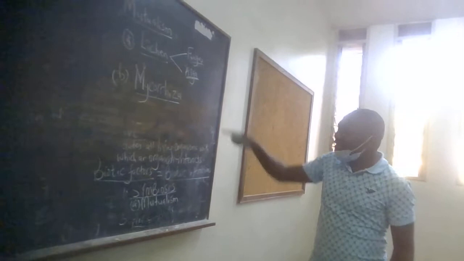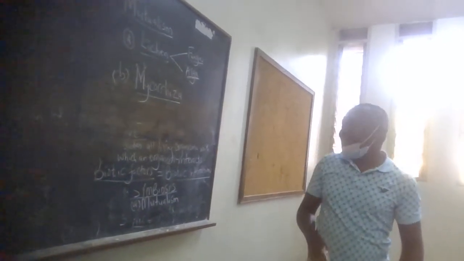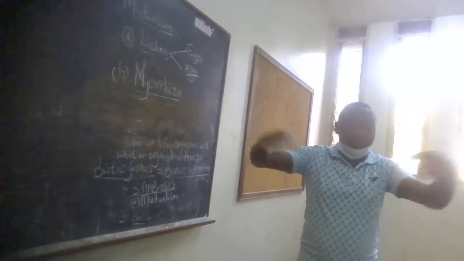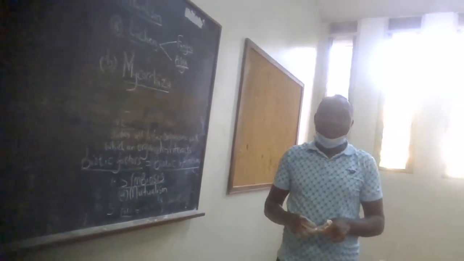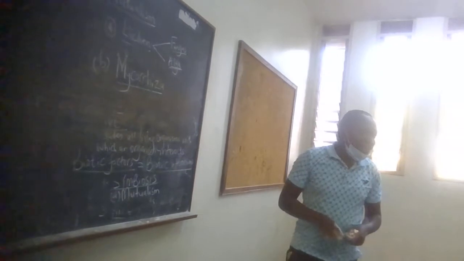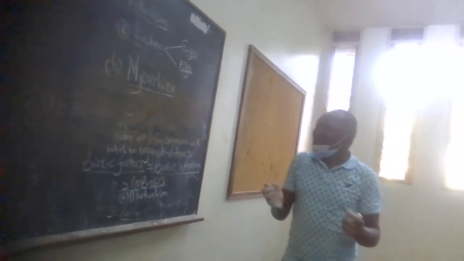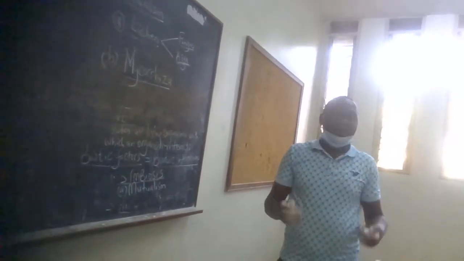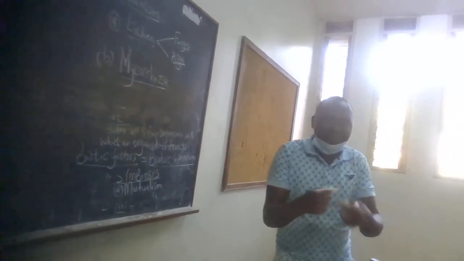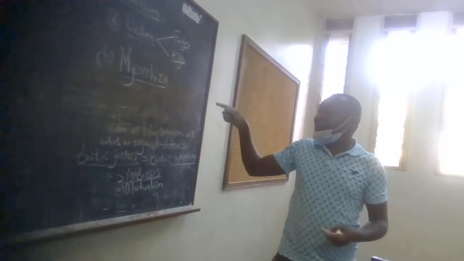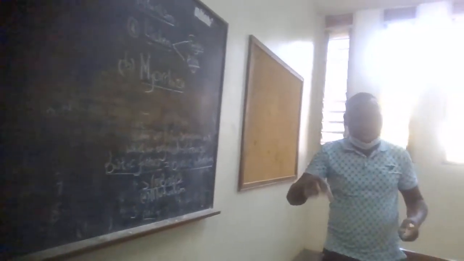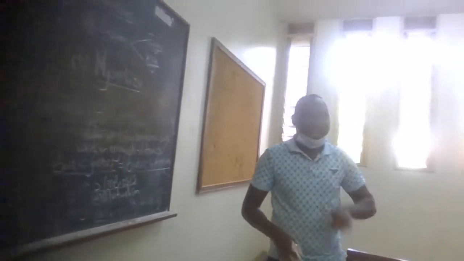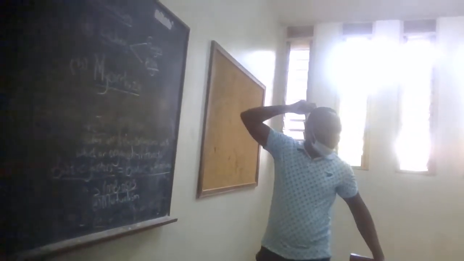Mycorrhiza is mainly found in trees, like tropical trees. What are the mutualistic benefits? But before the mutualistic benefit, what is the mycorrhiza? Because you have ectomycorrhiza and endomycorrhiza. But what is mycorrhiza?